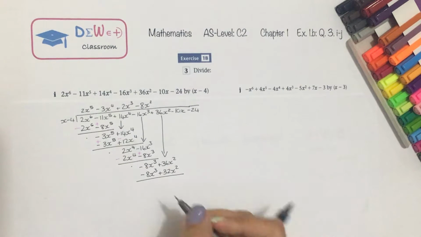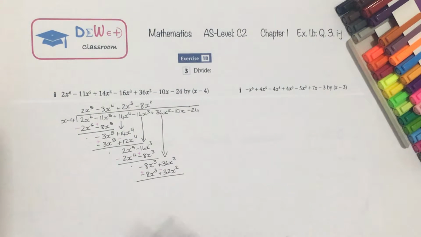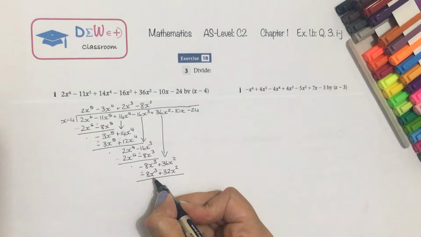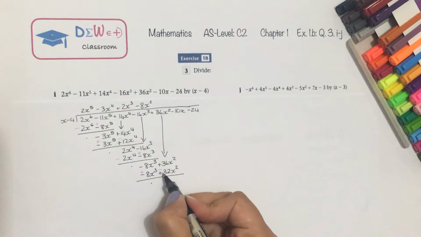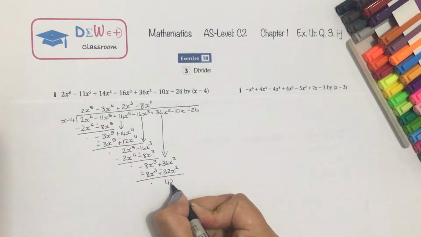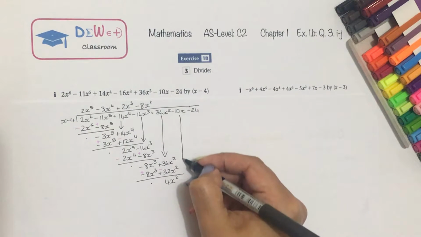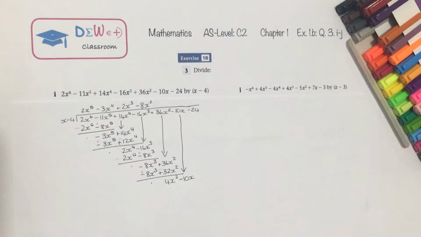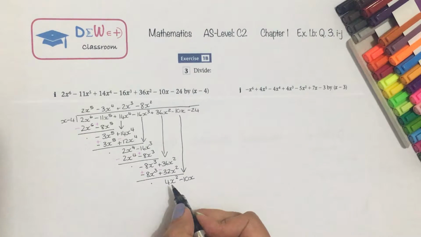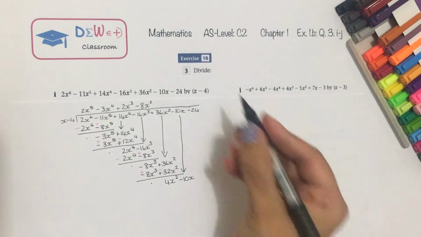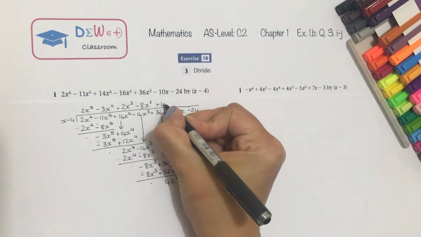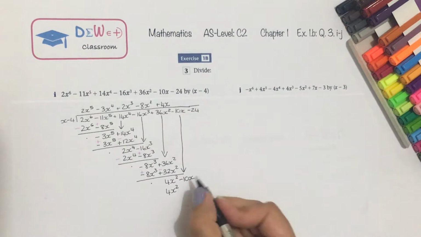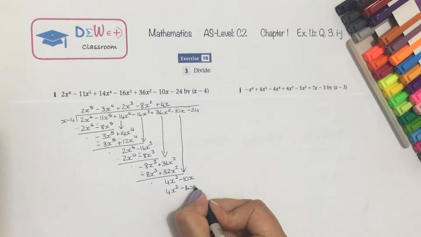Right, we subtract. Before we subtract, we change both of the signs. So 8x cubed subtracted from minus 8x cubed gives us 0, and 36x squared minus 32x squared is 4x squared. We bring down our minus 10x just to start the division process all over again. And then we've got 4x squared divided by x is 4x. 4x times x is 4x squared. 4x times minus 4 gives us minus 16x.